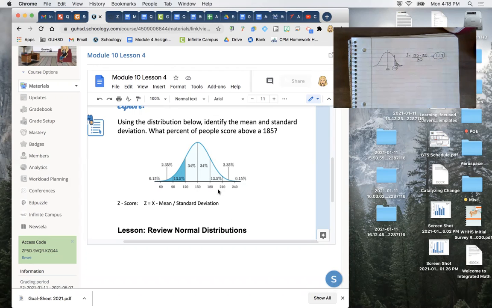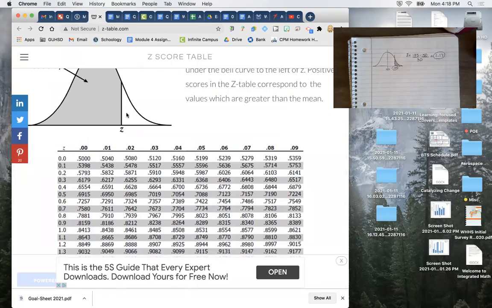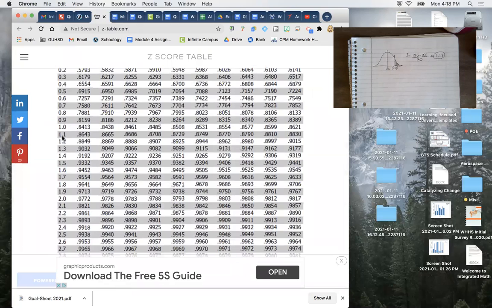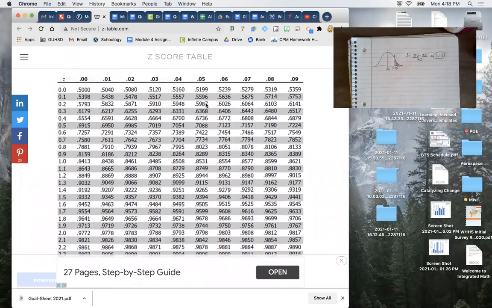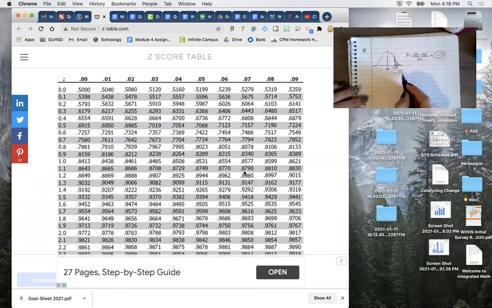Okay, so now I'm going to go back to my table. Did I get rid of it? No, I didn't. It's right here. So this right here is the table. I'm going to look for the value of 1.17 on here. I need to go back so I can see 7. Okay, so 1.1 and 7. There it is: 0.8790. I'm going to round that to 0.88, or 88%.